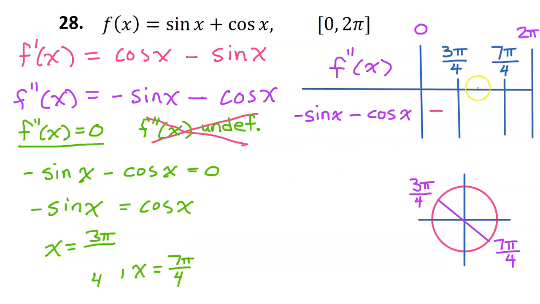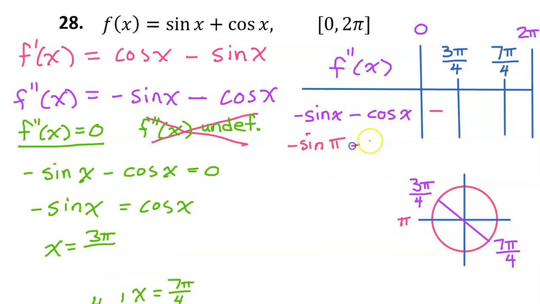For the next interval, we need a value between 3 pi over 4 and 7 pi over 4. So that's going to be somewhere between here and here. Why not use pi? So we have negative sine pi minus cosine pi. Sine is the y value, so sine of pi is 0. So this will be negative 0 or 0. Cosine is the x value, so this is negative 1. So that would be minus negative 1, which would be positive 1. So f double prime is positive in this interval.